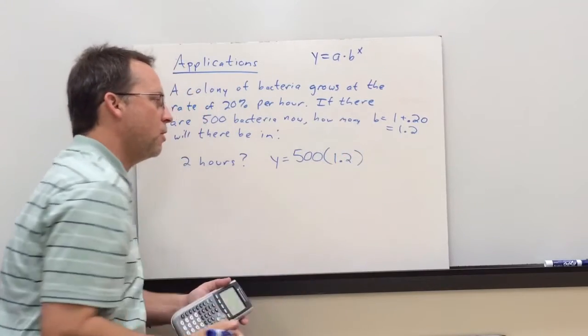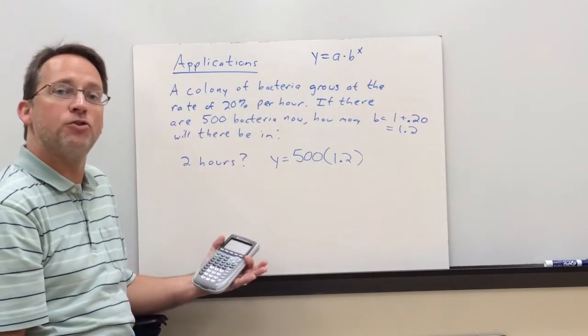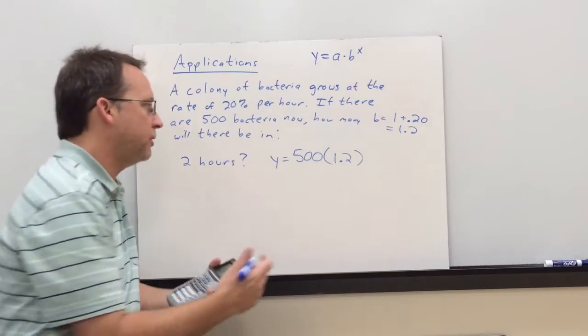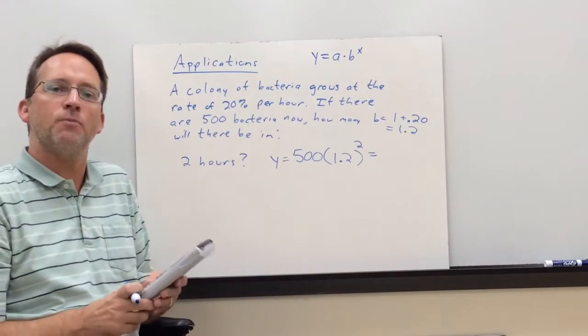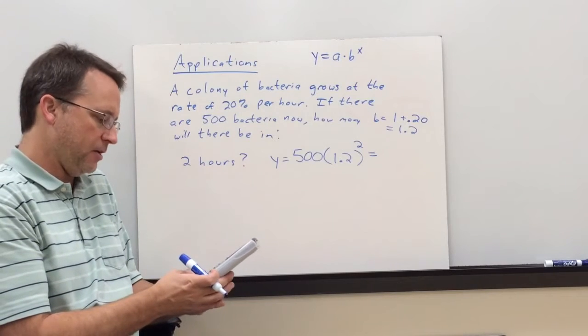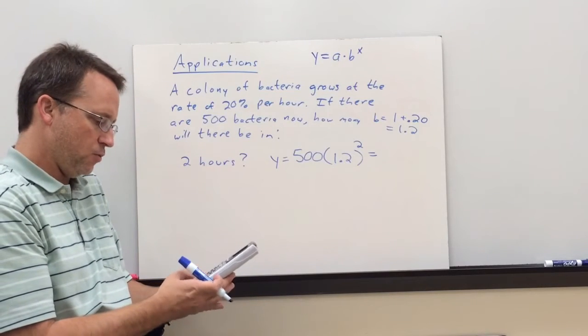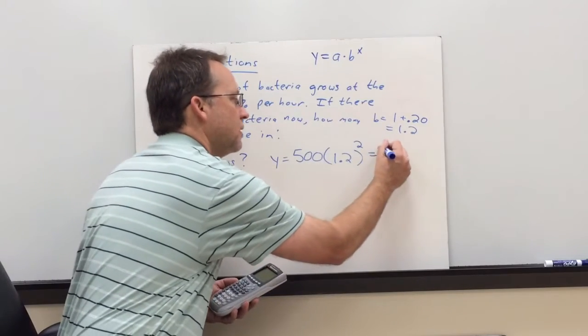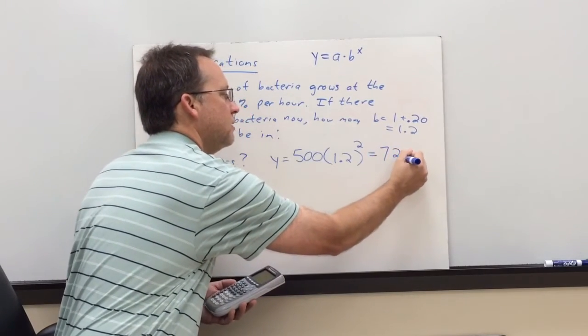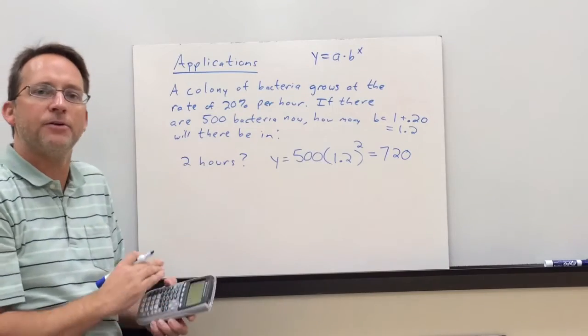Indicating 20% growth. And then after 2 hours, that 2 hours is your input, so square that. That's how your growth model is going to look. I'm going to type that into my calculator here: 500 times 1.2 squared. And I get 720 bacteria after 2 hours.